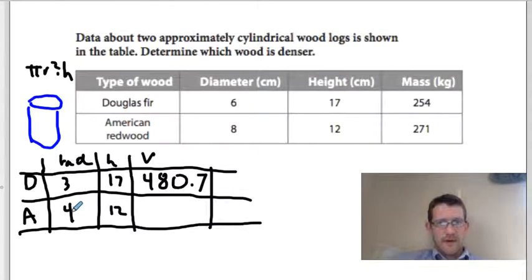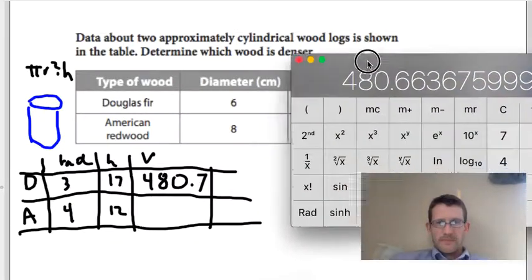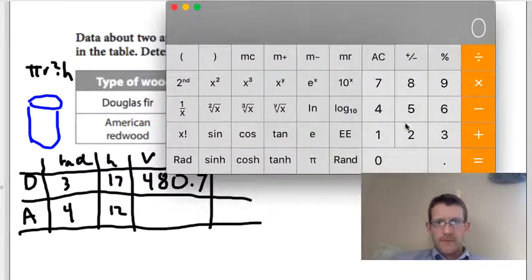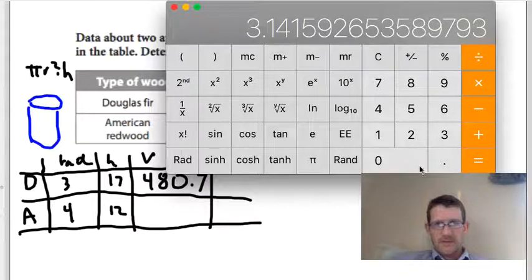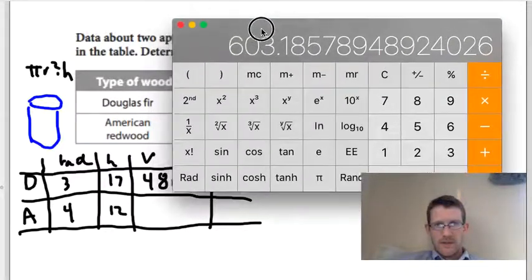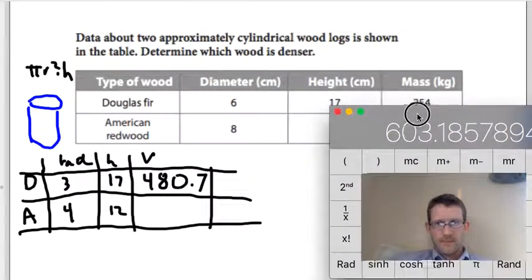The other one, r squared. Let's see, so that's 4 times 4 squared. I could have hit the squared button. Times h, which is 12. And then finally times pi equals 603.18.